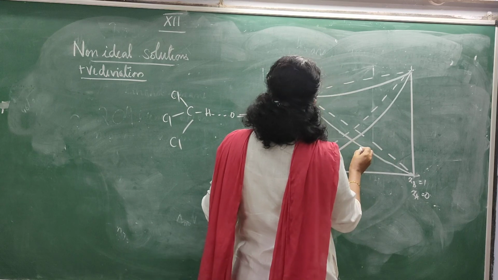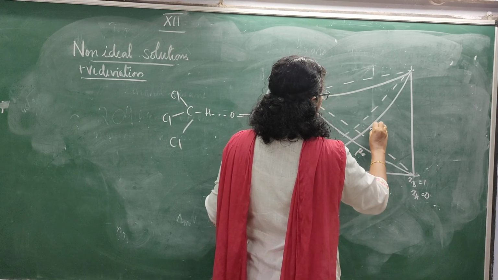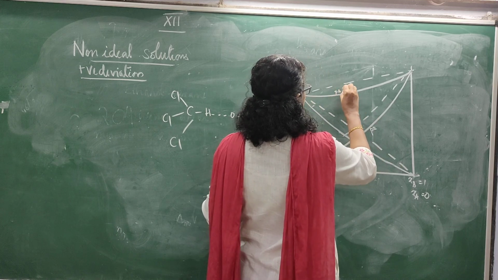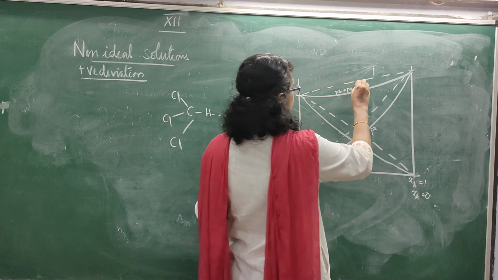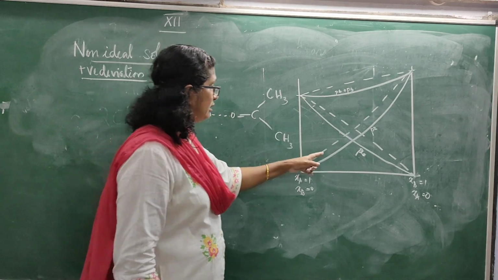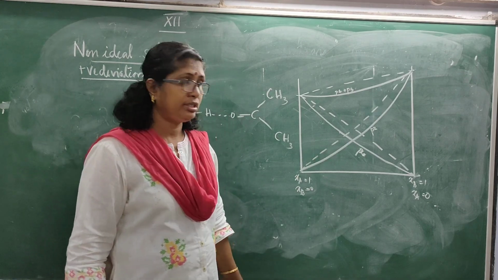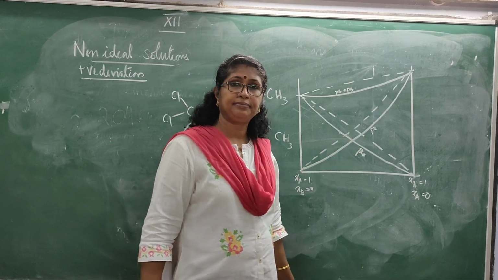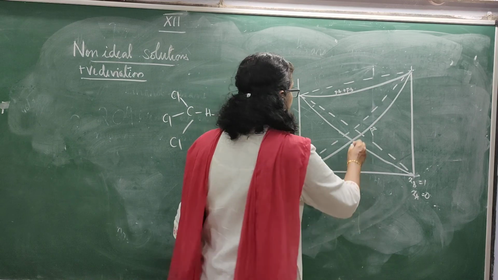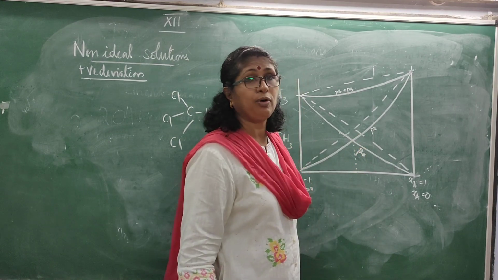And this is XA, so PA, this is PB, and this is PA plus PB. So we will get a graph like this. The dotted line shows the ideal solution, and this is what we are getting. And here also an azeotrope is formed, at this composition.